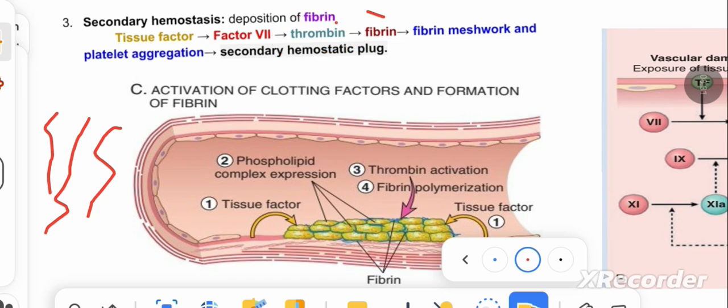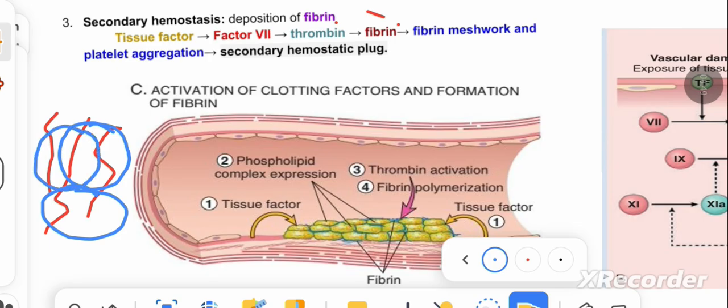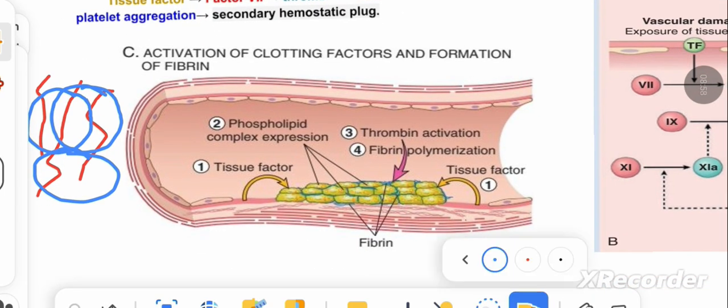thrombin can also activate platelets. So it activates platelets as well as leads to formation of fibrin, which are these thread-like structures here. Okay, so those thread-like structures, they will trap platelets there. Okay, they adhere to the platelets, leading to what we call secondary hemostatic plug. Secondary hemostatic plug, as we can see in this diagram here.